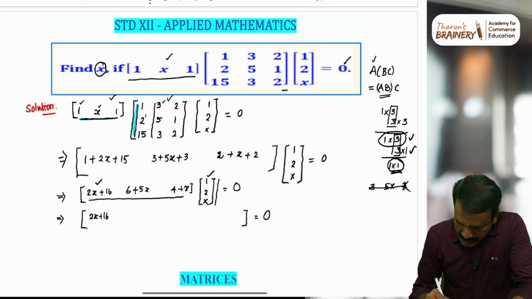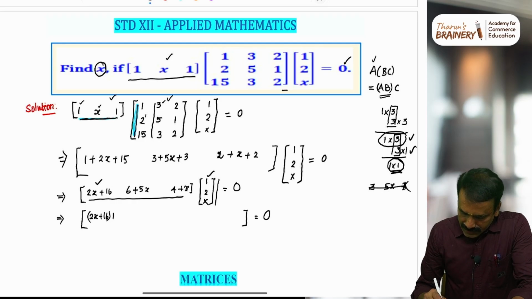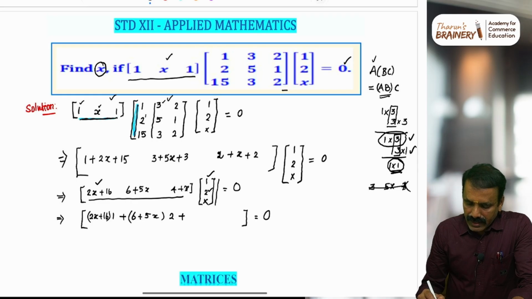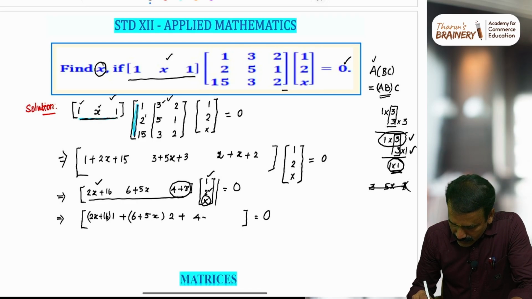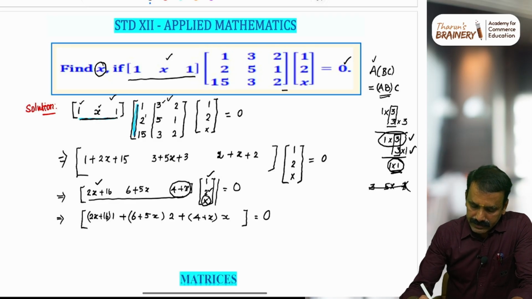Two x plus 16 is multiplied with 1. Then the second element, 6 plus 5x, is multiplied with the second element, which is 2. We have to be very careful here, that's why I am not doing the multiplication in a single step. Now the third element, 4 plus x, is going to be multiplied with x.